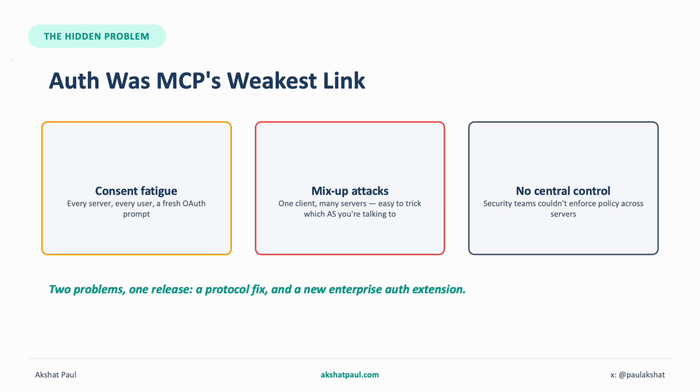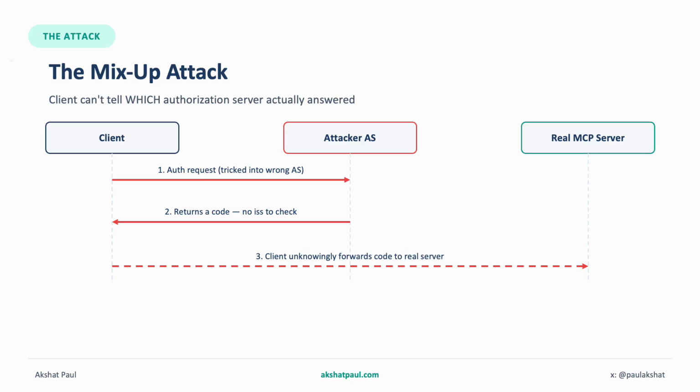The July 28th spec update tackles this from two angles at once. It hardens the core protocol against the mix-up attack specifically, and it ships a whole new extension, Enterprise-Managed Authorization, to fix the consent fatigue and central control problem. We're covering both. Let's walk through the attack step by step because it's simpler than it sounds.